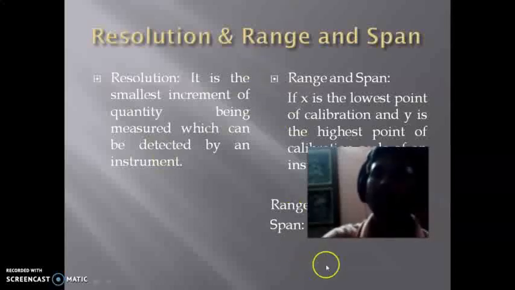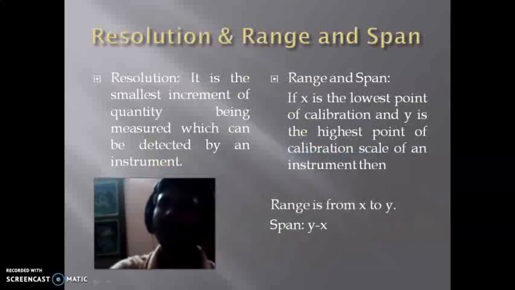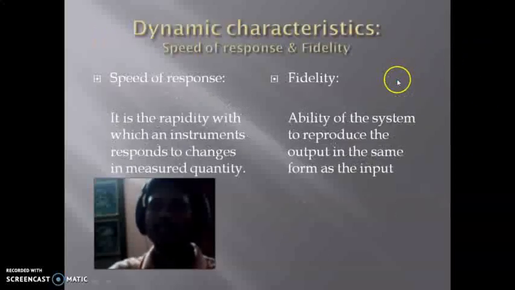The next very important thing is the range and span. If X is the lowest point of calibration and Y is the highest point of calibration of the scale of an instrument, then the range will be from X to Y and the span will be Y minus X. Now we are going to discuss the dynamic characteristics.